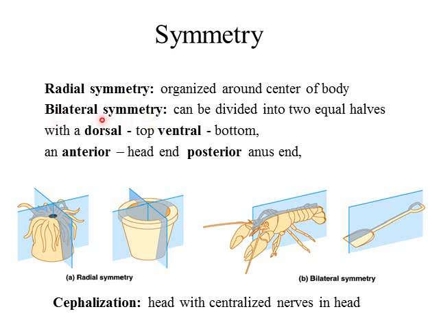Now, if you have bilateral symmetry, it means you're also going to probably manifest cephalization. And what does cephalization mean? Whenever you see the ceph in front of something, it means head. So animals that exhibit cephalization have a head with centralized nerves in their head region. Lobsters and humans are great examples of that. We are animals with cephalization.